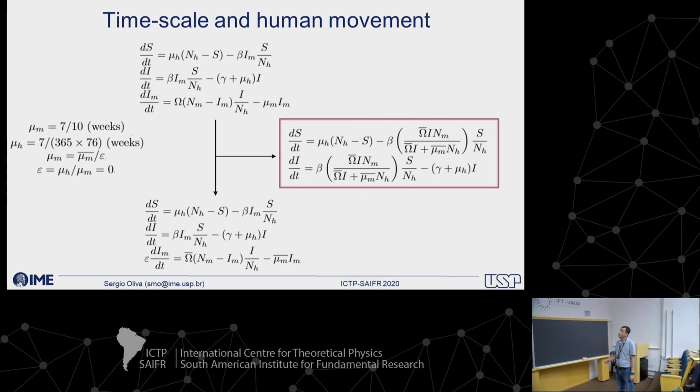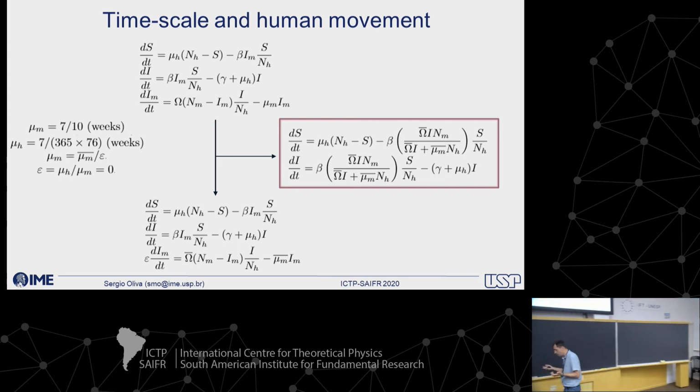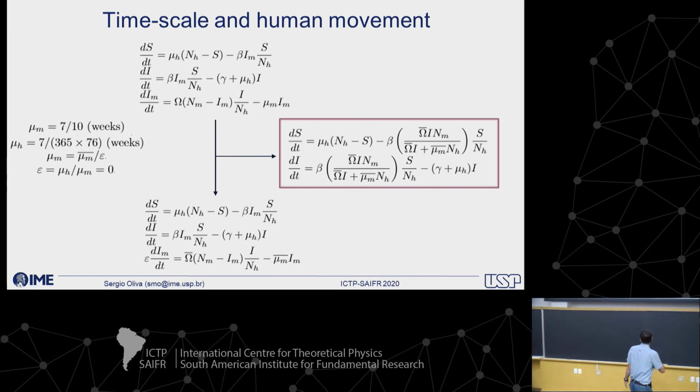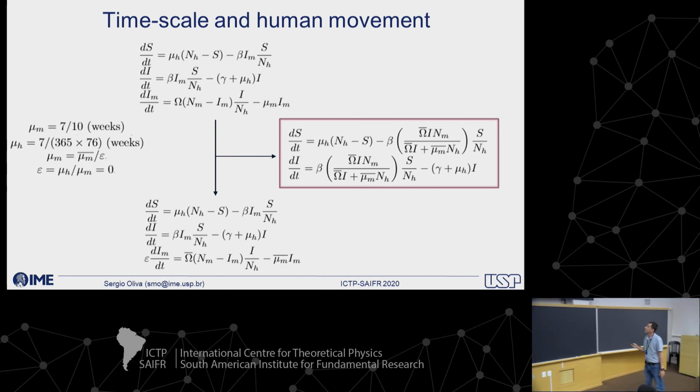Those are more or less the parameters. And the small parameter appears between the mortality rates for the humans and for the mosquitoes. Those are really different time scales, and that's where we put the small epsilon. So what we get is the limit equation.